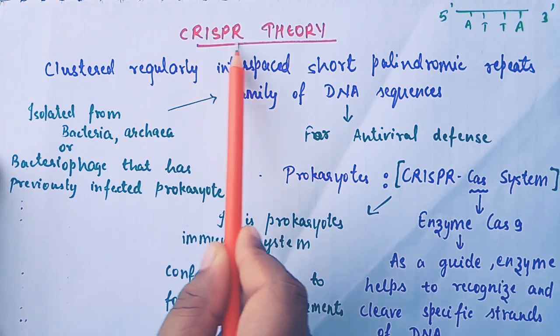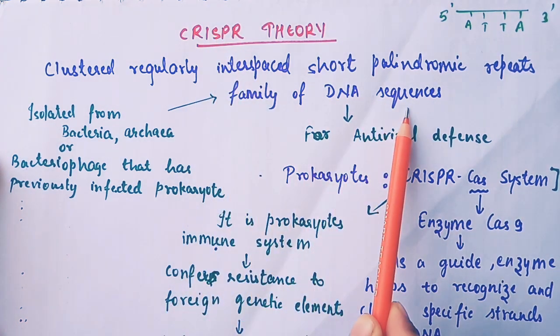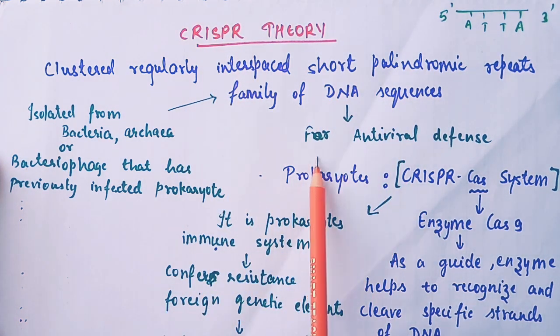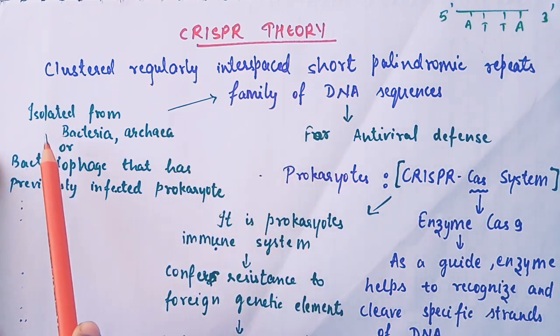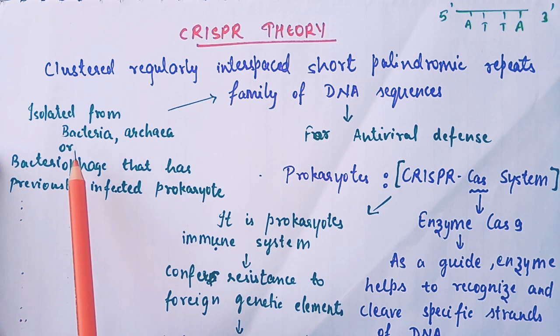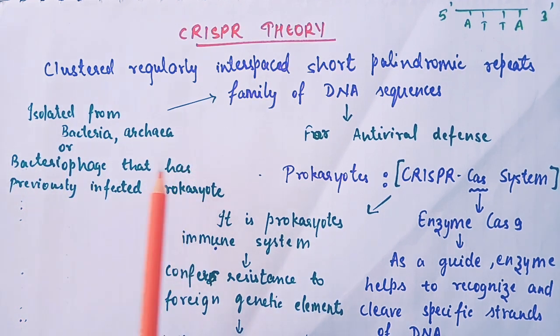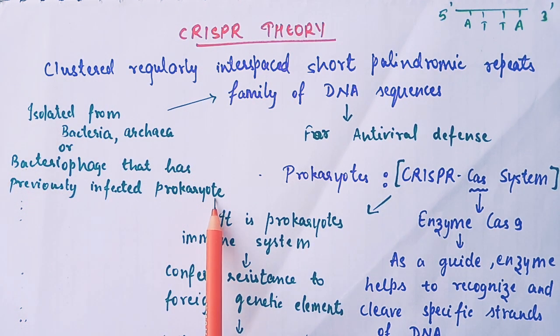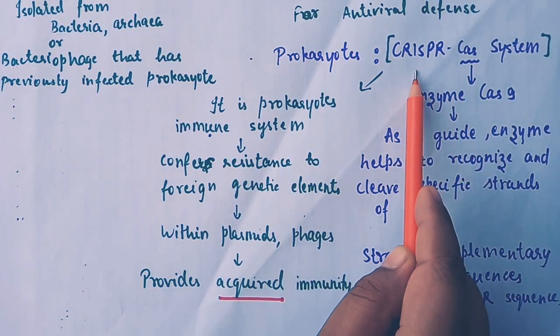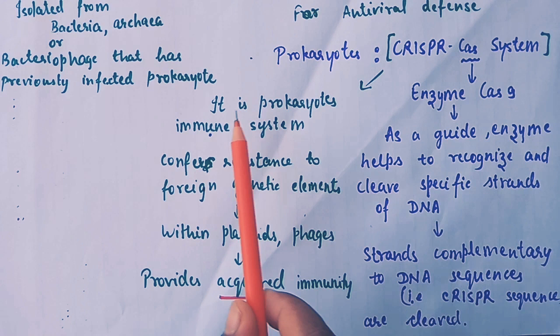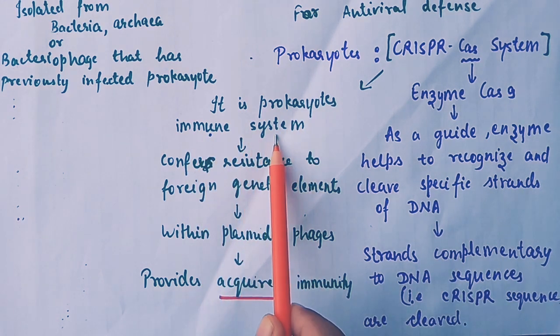So what actually is CRISPR? It is a family of DNA sequences which is used for antiviral defense. These sequences are isolated from bacteria, archaea or bacteriophage that has previously infected the prokaryote. So the CRISPR-Cas system has a main role in prokaryotes. In prokaryotes, it acts as an immune system.